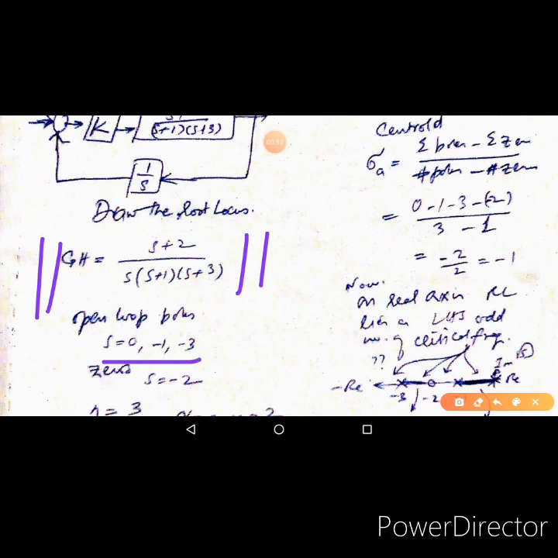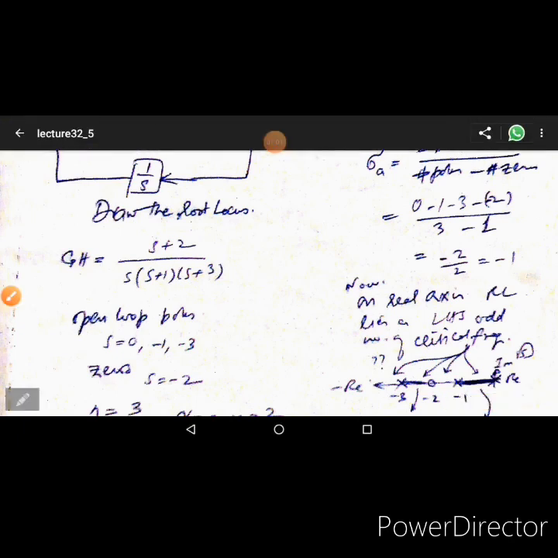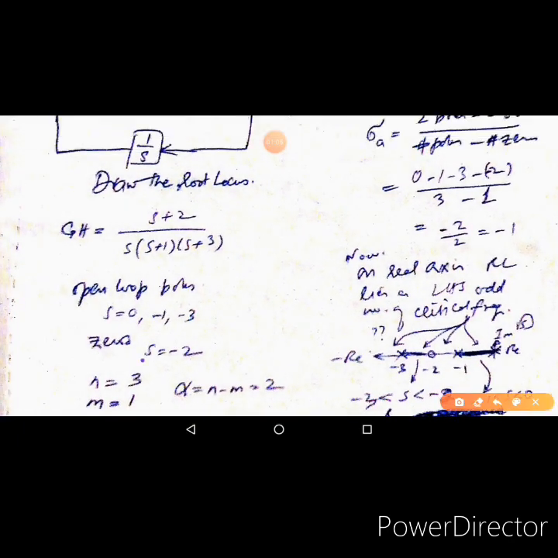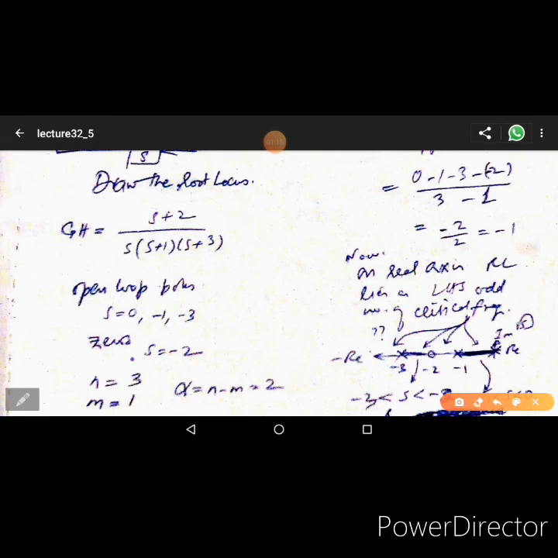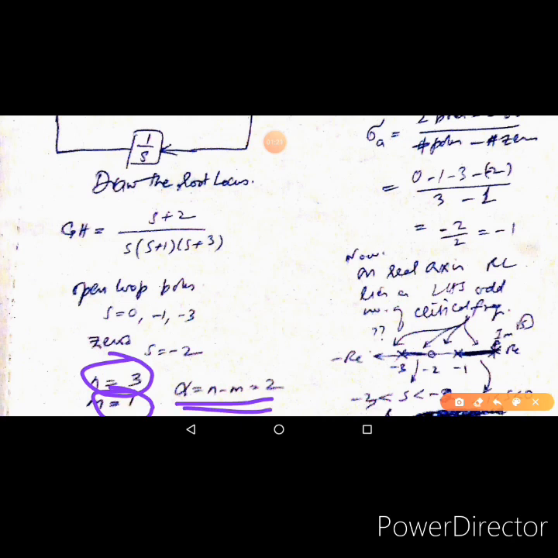The open loop poles are s equal to 0, minus 1 and minus 3, as you can see over here, and the open loop zeros are, as you can see, only one finite 0 at minus 2, which you can get from here by equating to 0. Now there are three finite poles and one finite 0. Therefore n is equal to 3 and m is equal to 1. The number of zeros at infinity would be alpha equal to n minus m, and that turns out to be 3 minus 1 equals 2. So we have two zeros at infinity, there are two asymptotes.